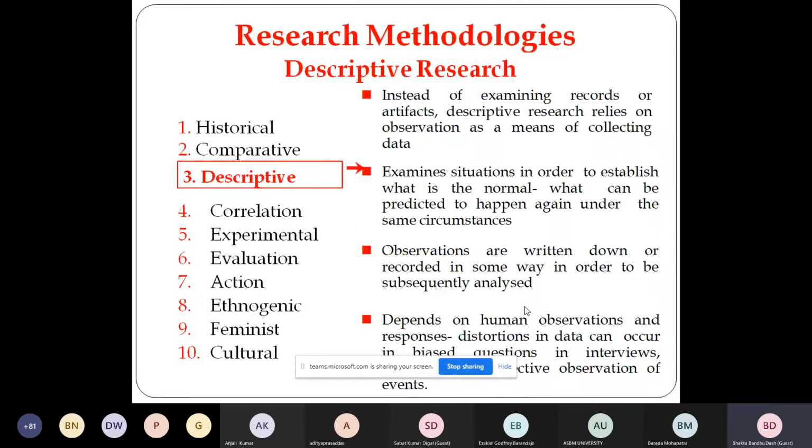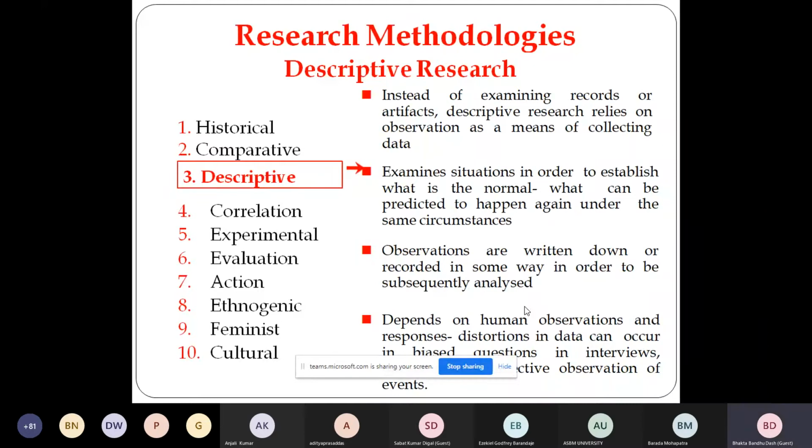Now I'll tell you about descriptive research. Instead of examining records and artifacts, descriptive research relies on your observation as a means of collecting data. There are different types of descriptive research tools we use, like the central tendency tools: mean, median, mode, and any kind of pictorial analysis like line graph, bar graph, histogram, the pie graphs. These are all descriptive research tools.